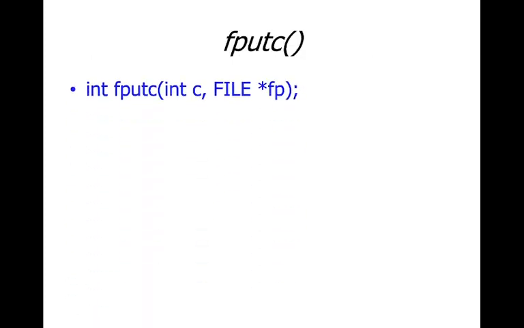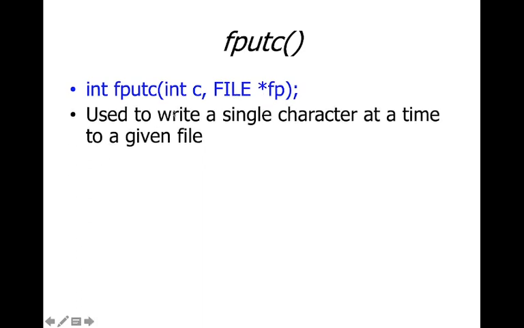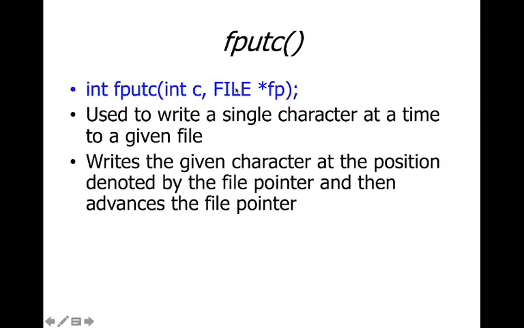So fputc. This is a function, and the return type is integer: int fputc(int c, FILE *fp). The two arguments are, one is a character and the second argument is a file pointer. It is used to write a single character. This single character c will be written to the file pointed to by fp.